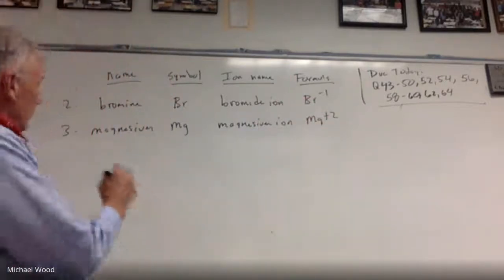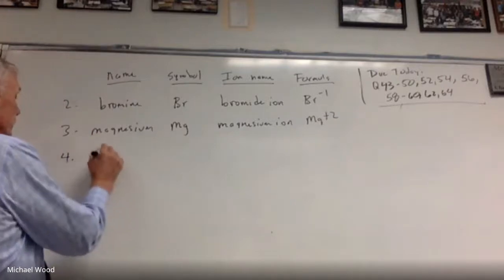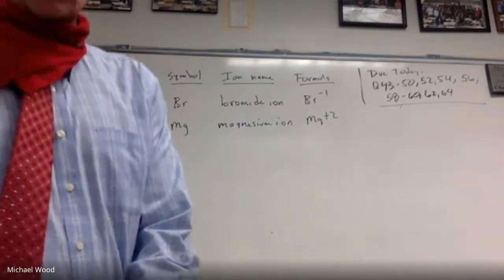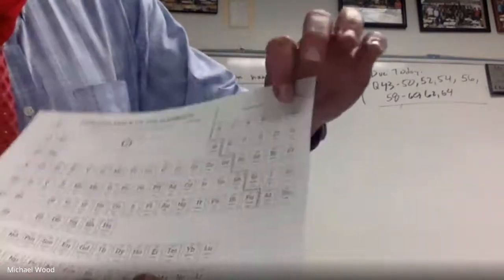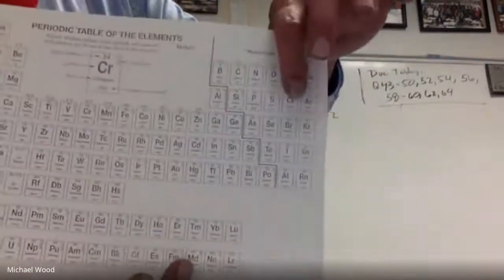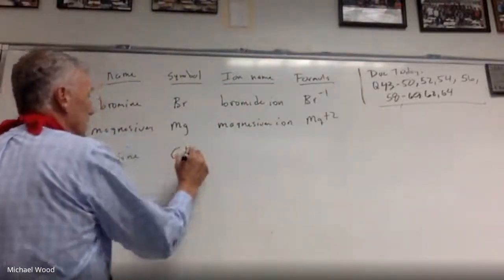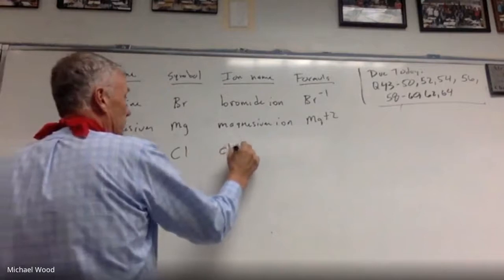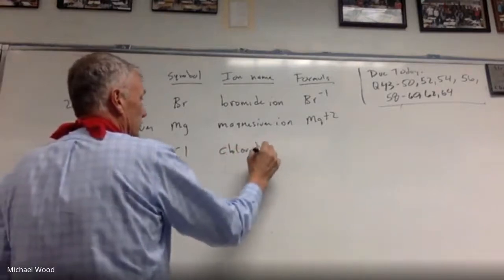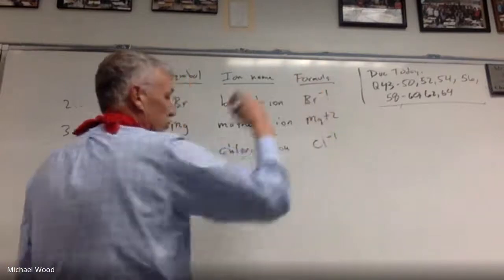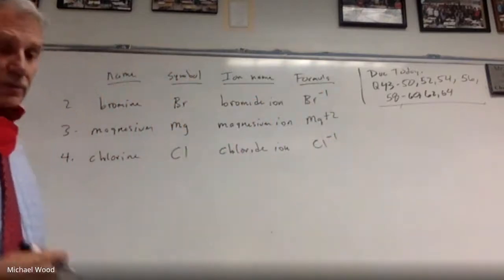Okay, let me do number 4. Number 4 is chlorine. So if I go again to the periodic table, chlorine is right there. So it is Cl. And again, when it's negative, the ending changes to IDE. So it's chloride ion. And then again, the charges you can look right up on the periodic table.